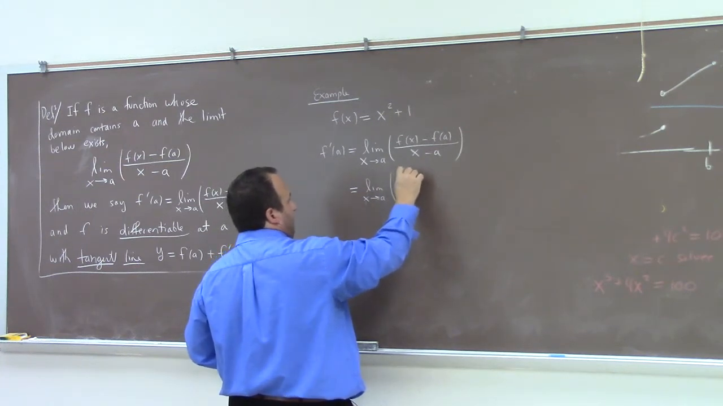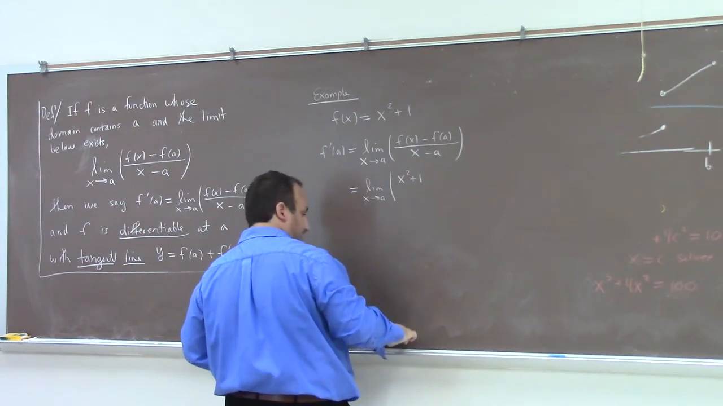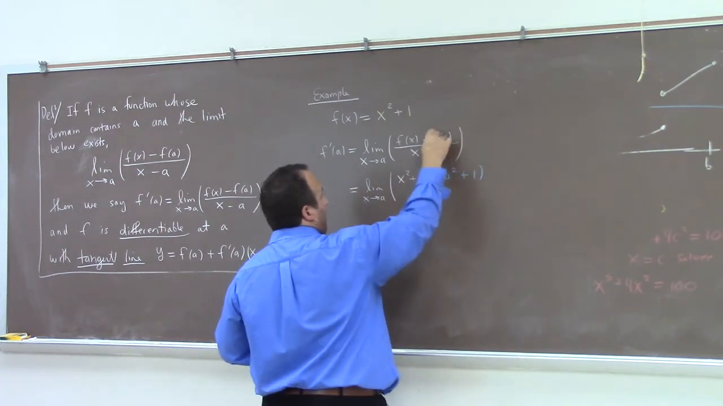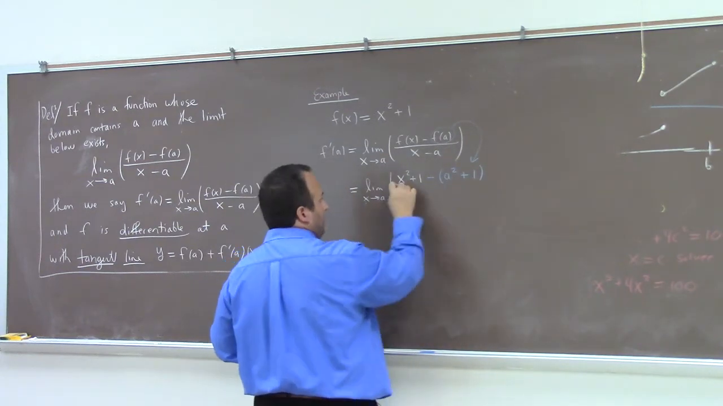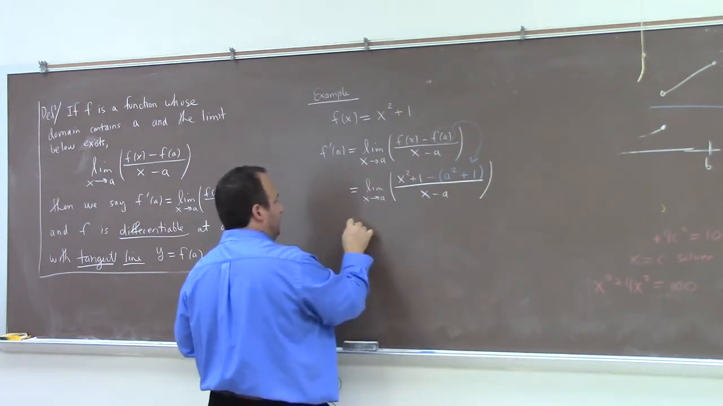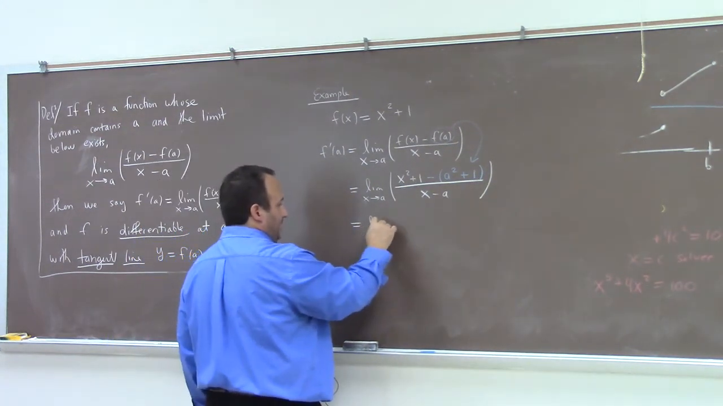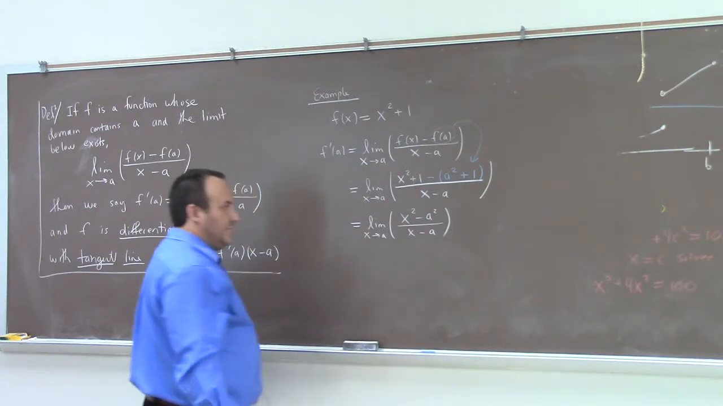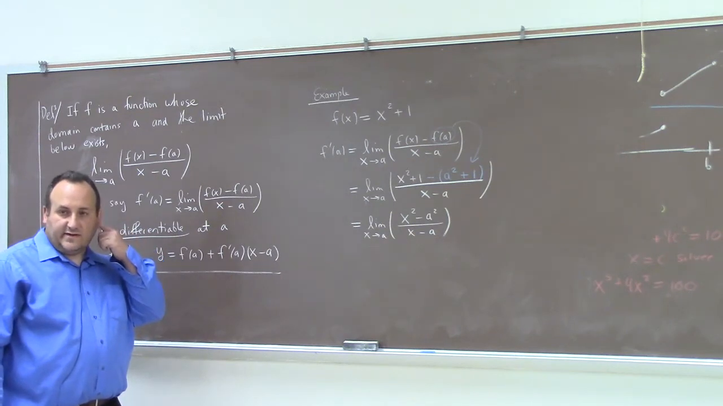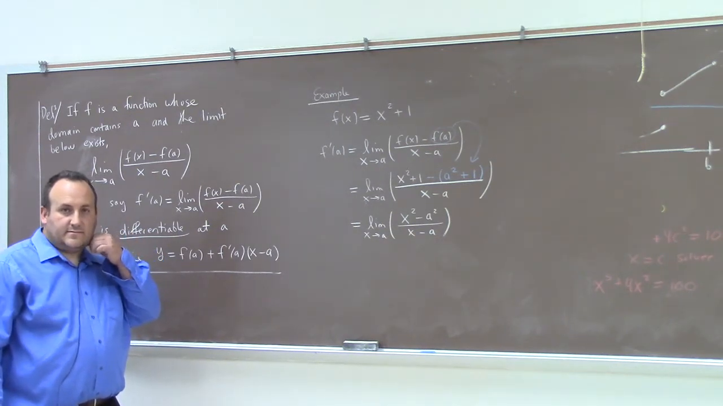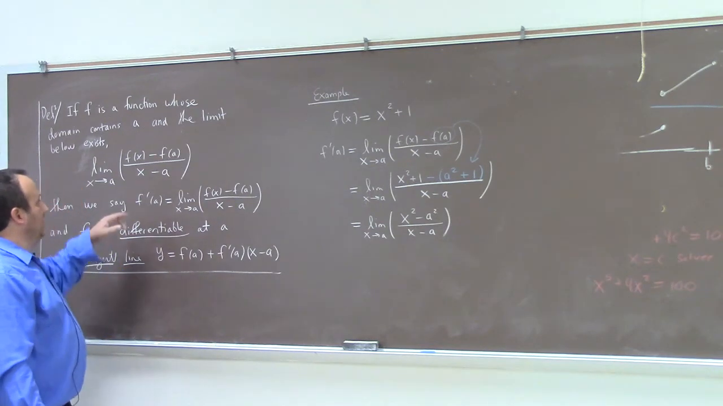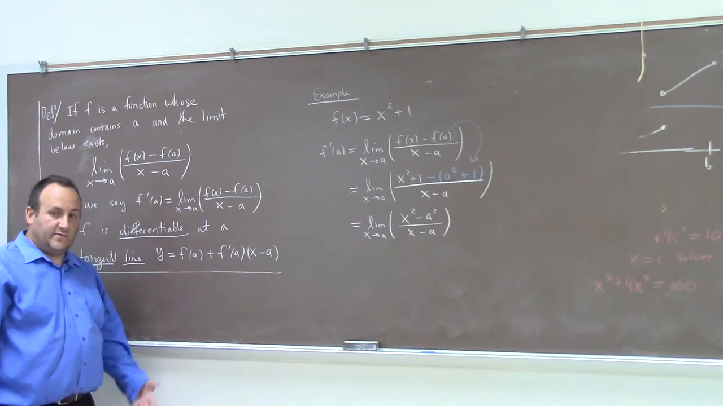So f of x is x squared plus 1, right? f of a is what? We've got to put a in the place of x, right? So subtract a squared plus 1, divided by x minus a. So what we got then is x squared minus a squared over x minus a. What kind of limit is that? It's type 0 over 0. So these derivative limits are always going to be like this. They're going to involve 0 over 0. It's just going to happen. It's the nature of the problem.